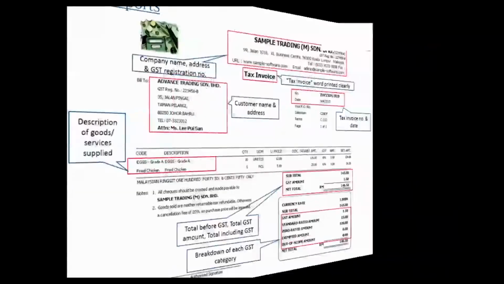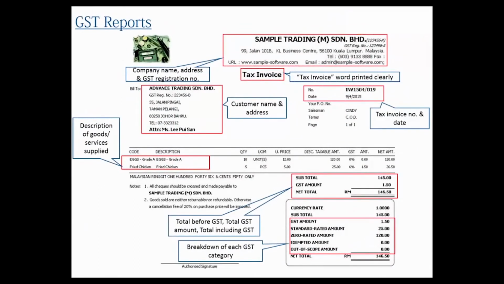Next, let's take a look at the requirements of a source document for GST filing. The first would be the issuing company name, address, and GST registration number. The second, the word tax invoice must be clearly printed. The tax invoice number and date must be printed as well. The fourth, customer's name and address must be shown. The fifth, the description of goods or services supplied, the total before GST, total GST amount, and the total including GST.